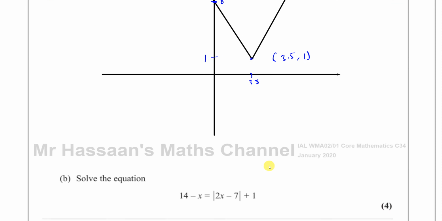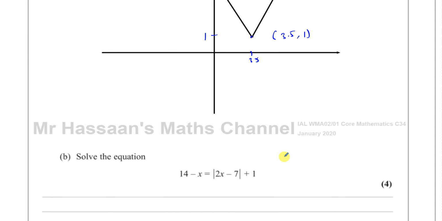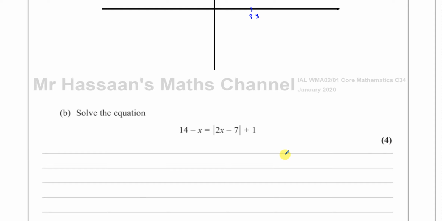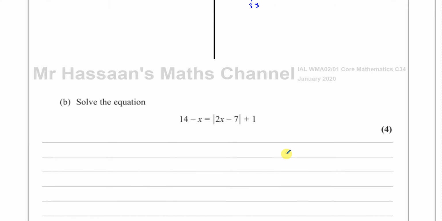And now part B says solve the equation 14 minus x equals the modulus of 2x minus 7 plus 1. Now there are numerous ways for us to solve this equation. You can just go straight into it. For example, 14 minus x equals the modulus of 2x minus 7 plus 1. This has 2 different possibilities. You can leave it exactly as it is. So 14 minus x equals 2x minus 7 plus 1.